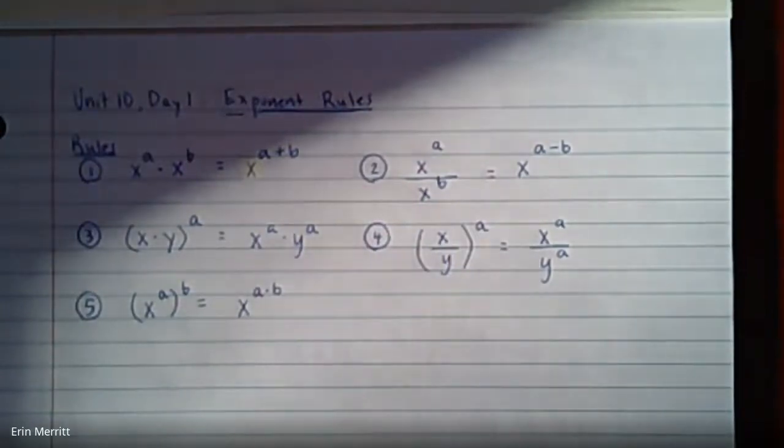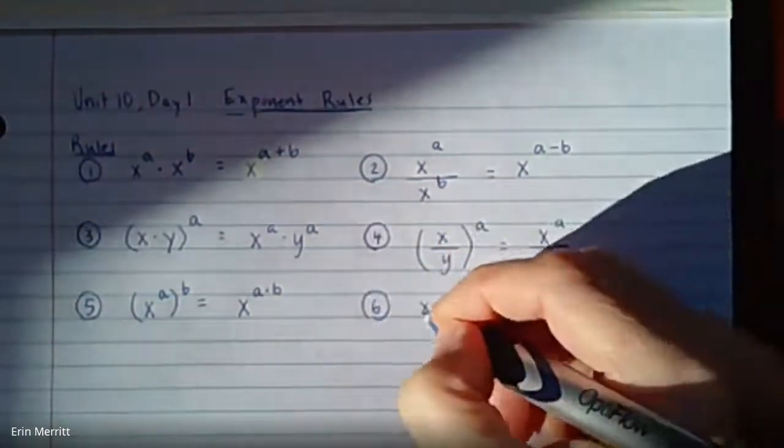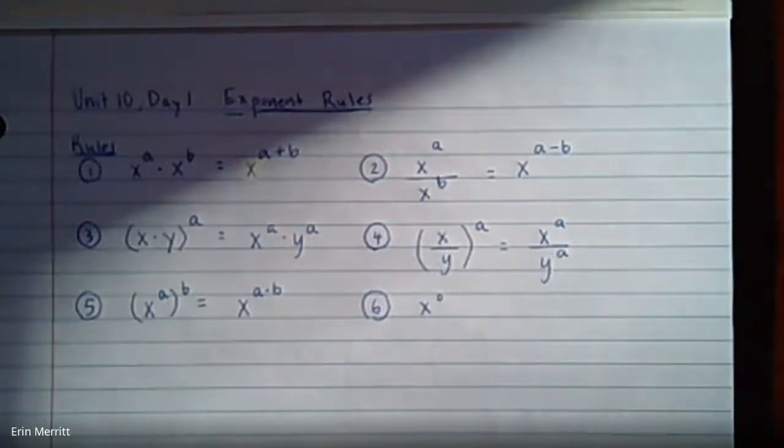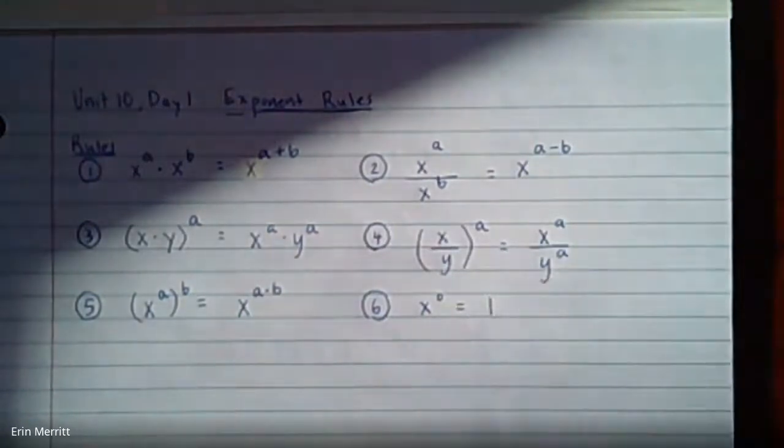All right, and then we have a couple other cases to consider. The next one, what if we are raising it to the 0 power? I'm hoping we remember this one. Anything to the 0 power is simply 1, no matter what it is.